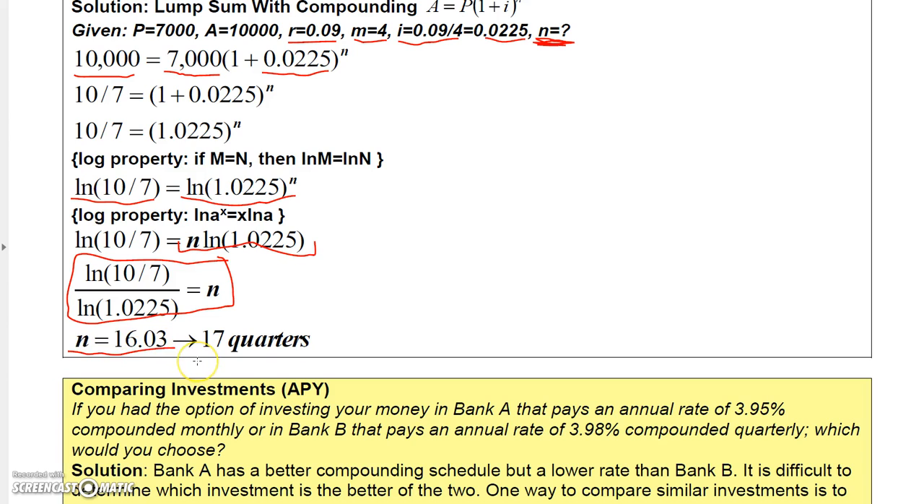Well, that means that 16 quarters is not enough. That means I've got to go over 16 quarters, and since money's not going to be compounded between quarters, that means I have to bump it up to the next highest quarter. So I actually have to bump it up to 17 quarters on that problem.